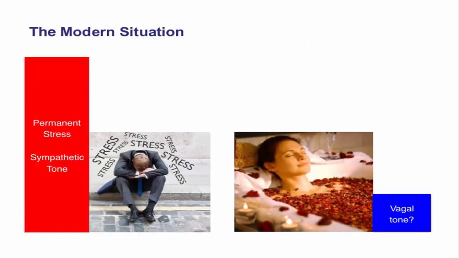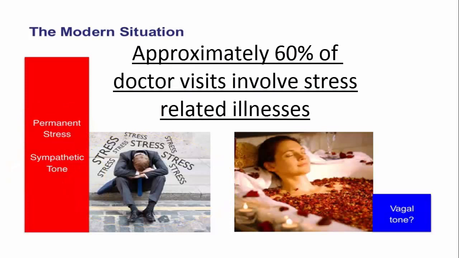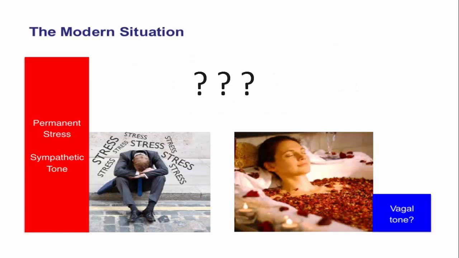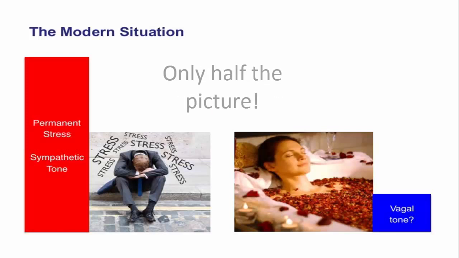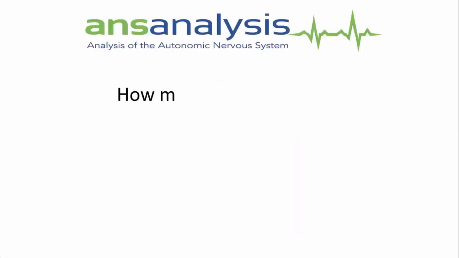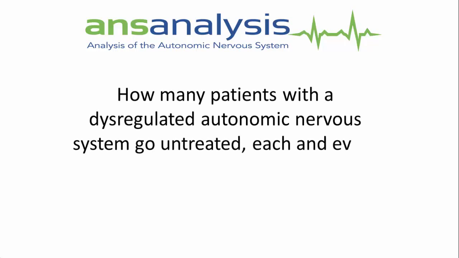The modern situation is this: one of overwork, permanent stress, and a high sympathetic tone. It's no wonder approximately 60% of visits to the doctor's office involve stress-related illnesses, and really, what's being done about it? A typical checkup at the doctor's office may include checking for blood sugar, blood parameters, cholesterol, blood pressure, and although this is very valuable, this does not allow the practitioner to draw exact conclusions involving autonomic regulation. The question is this: how many patients with a dysregulated autonomic nervous system go untreated each and every day? We believe far too many.